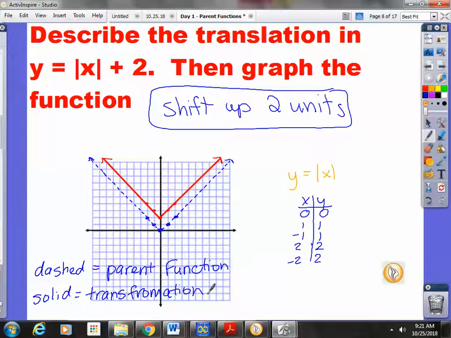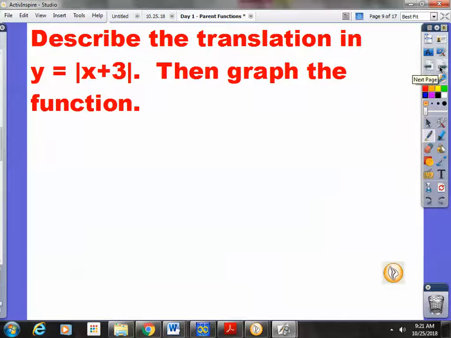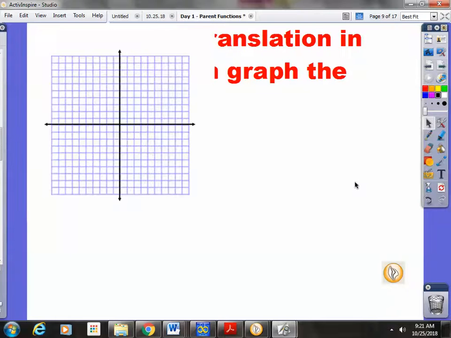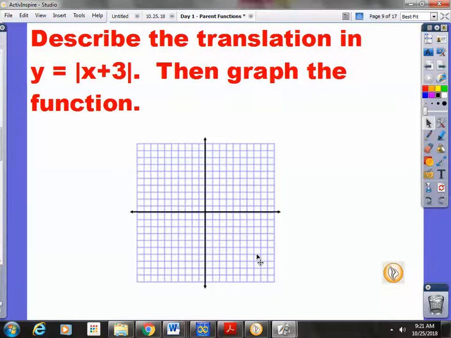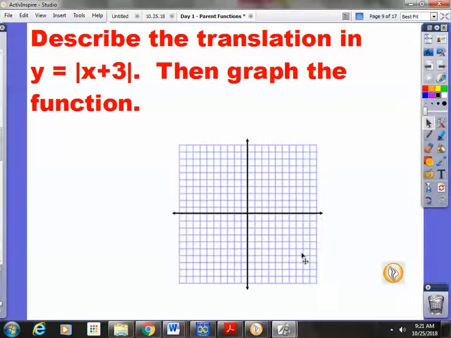All right, let's try another one. This one says describe the translation of y equals the absolute value of x plus 3. Then graph the function. Let's start with our parent function. Can you go ahead and place your parent function on this graph? We have a pretty good idea what that's going to look like, don't we? 0, 0, 1, 1, 2, 2, negative 1, 1, negative 2, 2. Remember, when we do our parent functions, we're going to use a dashed line.